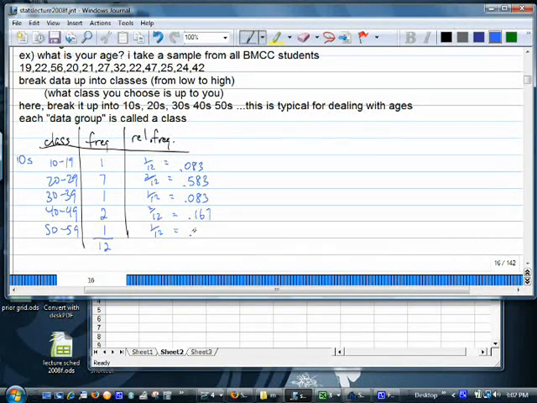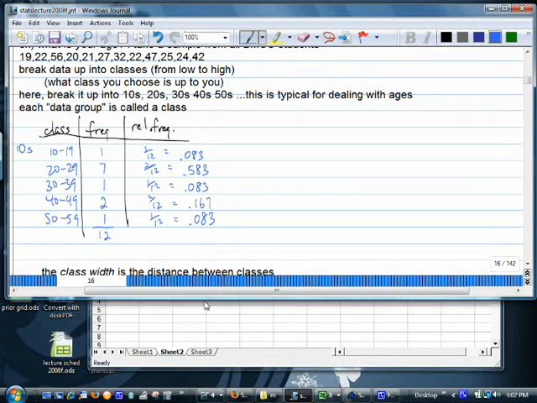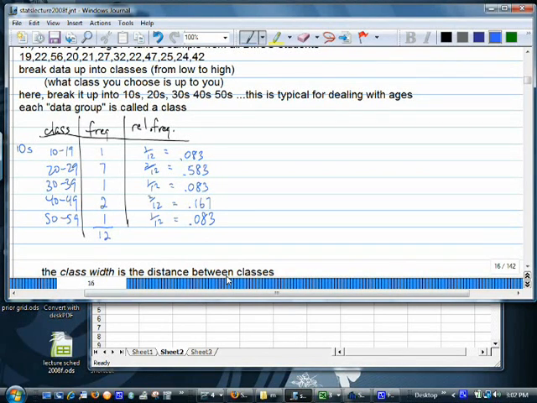So we made a decision. We said that we want our data classes to be 10 to 19, 20 to 29, blah, blah. That decision is called the class width. So the class width is the distance between the classes. So what's the distance between two classes here? To get from one class to another class, how far do you have to go? It's 10. The first class starts at 10, the next class starts at 20, then 30, blah, blah, blah. So you're hopping by 10s. That's your class width.